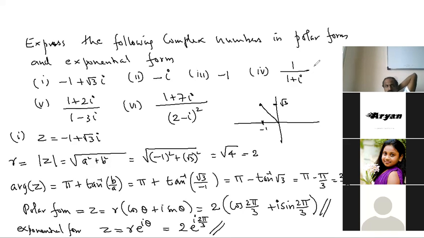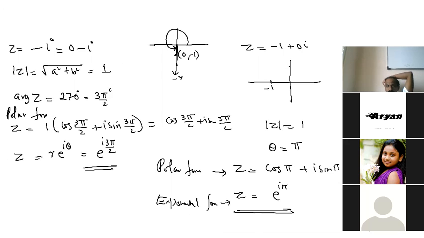Now 1 upon 1 plus i. I'm going to teach you two methods. First method, or the easiest method.